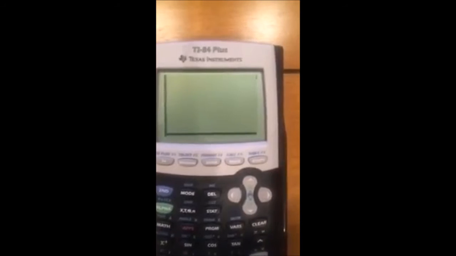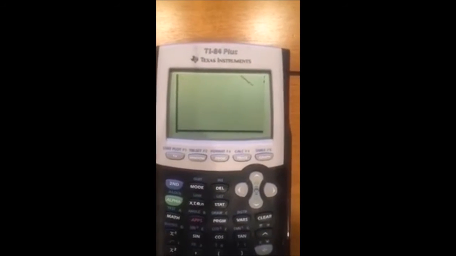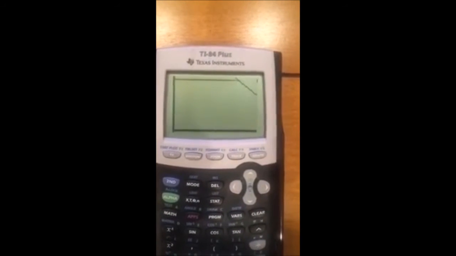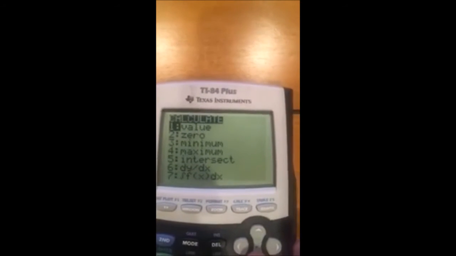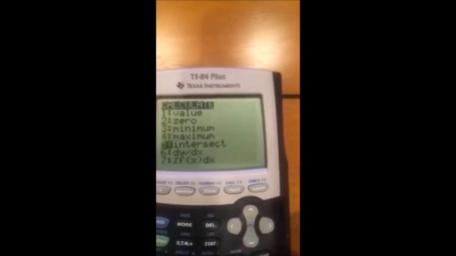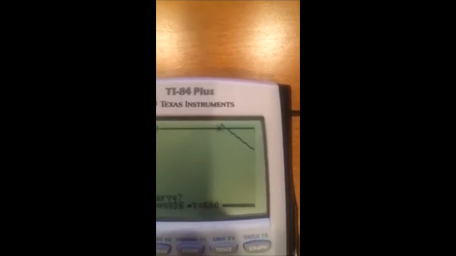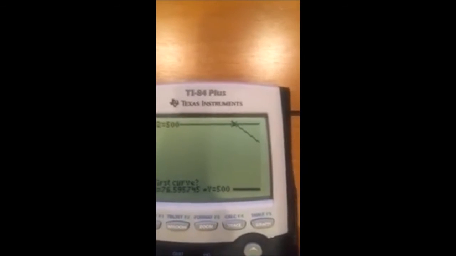Next, we can graph. We see that this point of intersection is where the time is equaling that 500 value. We'll go second calc and then intersect to find the precise x value for this y value of 500.